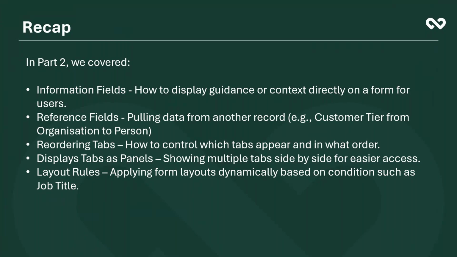We then explored reordering tabs, giving you control over which tabs and the order they're displayed in, so information is easier to access. We also discovered displaying tabs as panels, which allows you to show more than one tab side by side, making it faster for users to see related information without switching tabs back and forth. Finally, we also talked about layout rules, which let you apply form layouts dynamically based on conditions like job title, ensuring your CSMs only see layouts relevant to the type of contact they're working with.